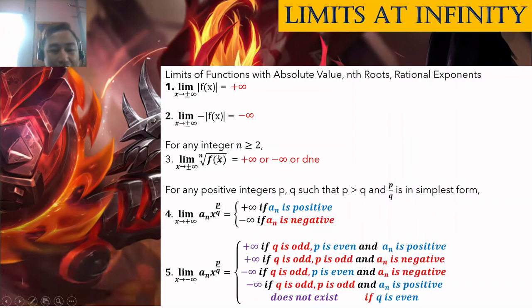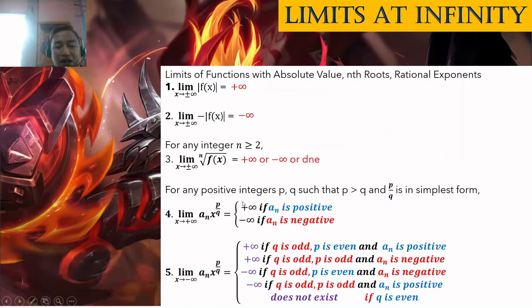Wait. If f of x, okay, it's correct. If the value of f of x is always positive, so any of this as x approaches positive infinity or as x approaches negative infinity, the answer is always positive infinity. This one is always positive.